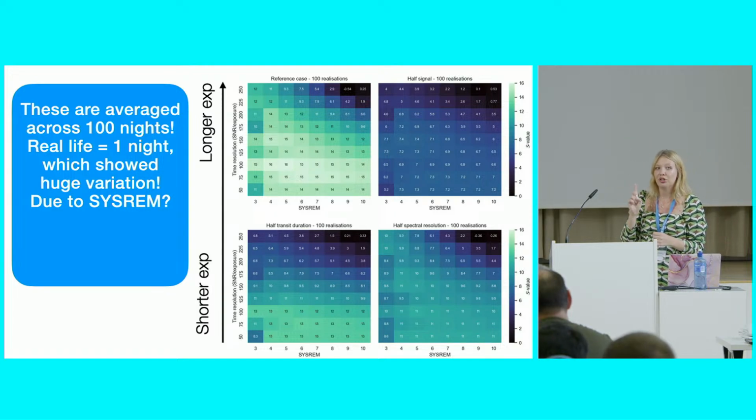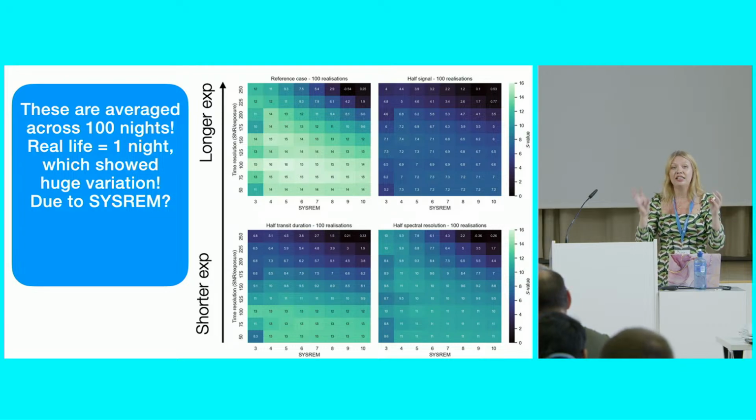But in real life, we usually have 1. And something that you can see in the paper is that when we looked at these individual realizations, there was a large amount of variation between these 100 of them. Random effects, SysRem being chaotic. We can talk about that later.